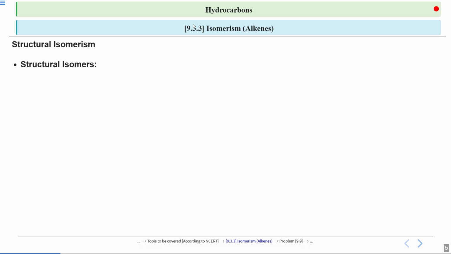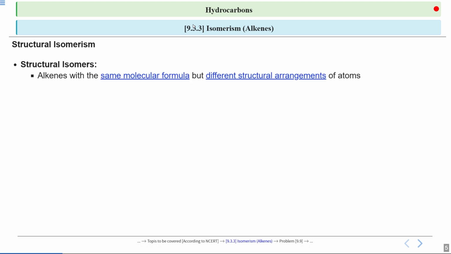Now we see that the structural isomers, specifically alkenes, share the same molecular formula but have different structural arrangement. This means that even though they have the same type and same number of atoms, the way these atoms are connected is different. So this is the definition in accordance to our discussion that alkenes with the same molecular formula but different structural arrangement of atoms are called structural isomers.